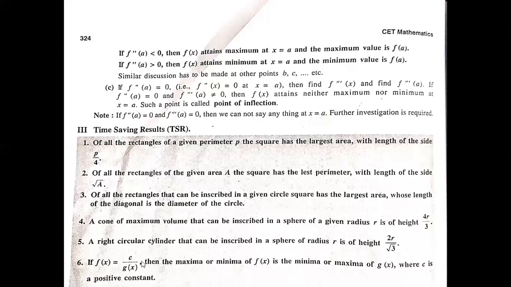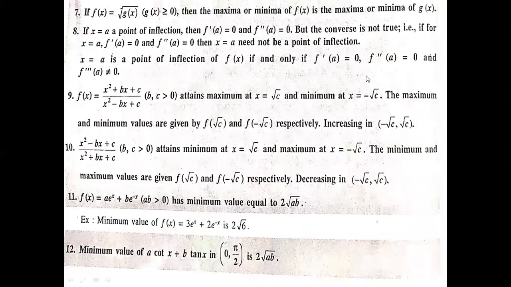If f of x is equal to c by g of x, then the maxima or minima of f of x is the minima or maxima of g of x, where c is a positive constant. If f of x is equal to root g of x, where g of x is greater than or equal to 0, then the maxima or minima of f of x is the maxima or minima of g of x.